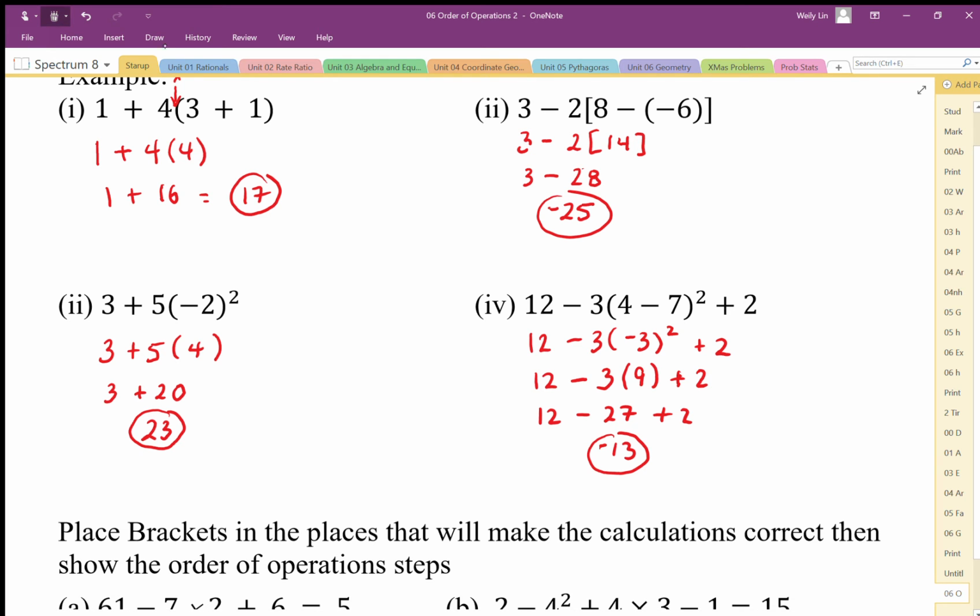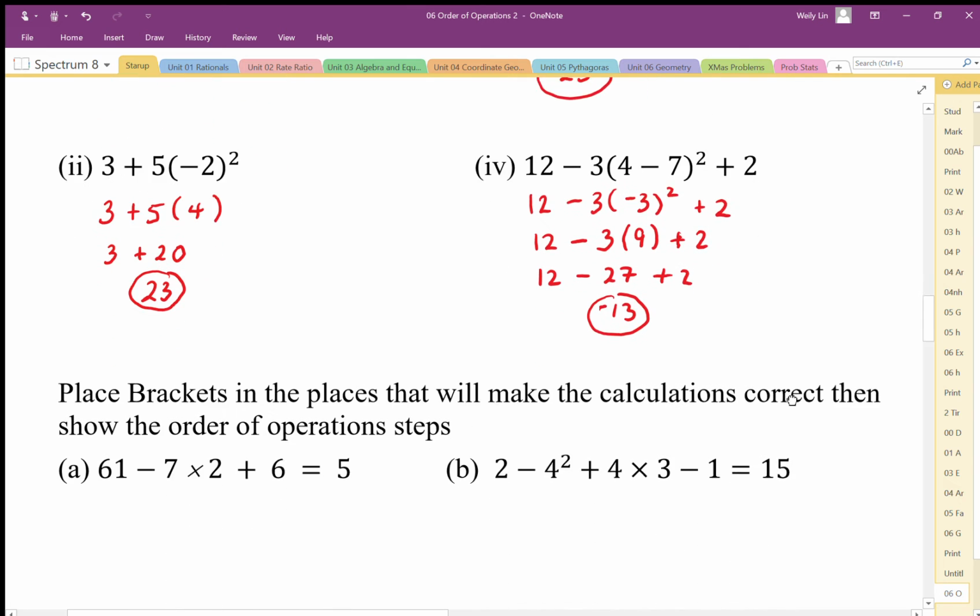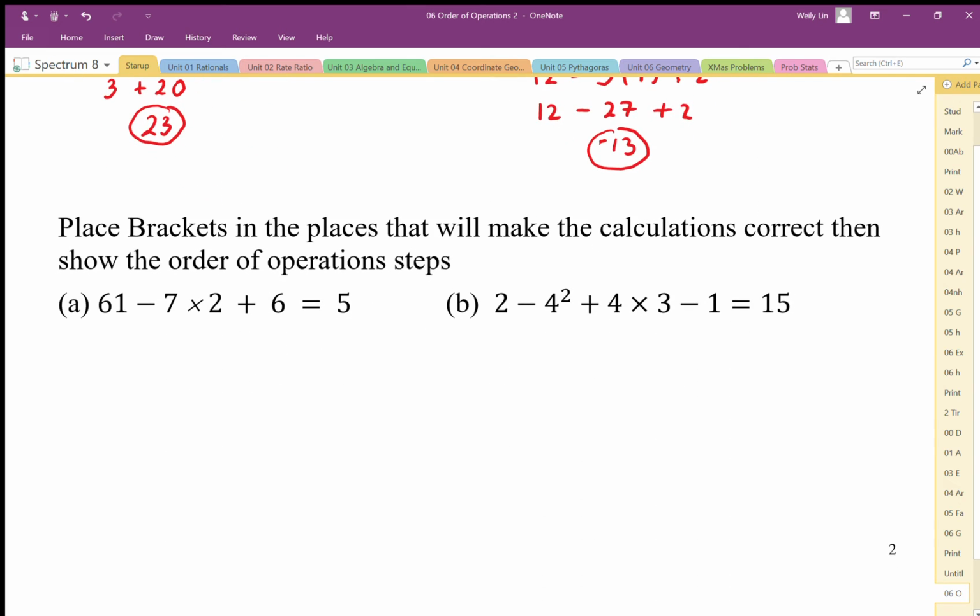Okay, so this one here, we're being asked to put brackets around the calculation to make it equal to 5. I want you to try this on your own. Just pause and try it on your own, and I'll show you the solutions in a second. Okay, so try this on your own.